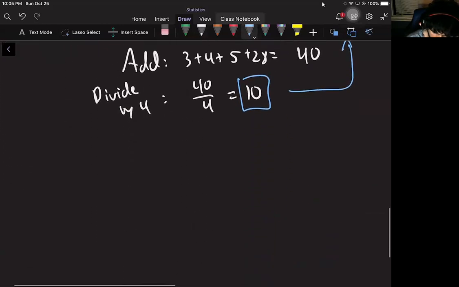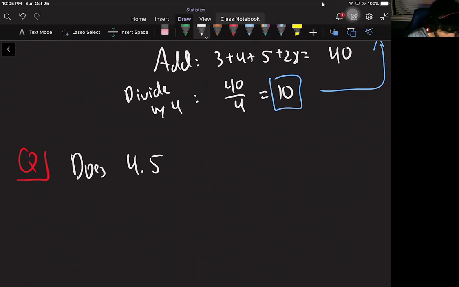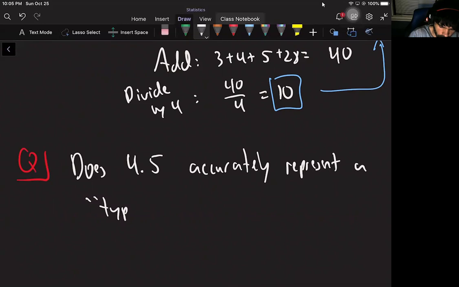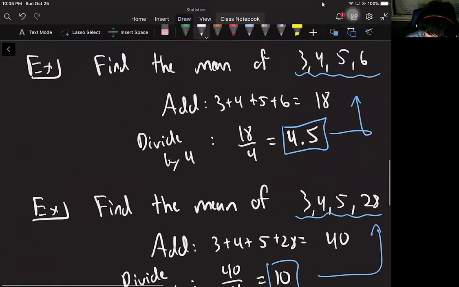So these are the types of questions that you should ask. So let me, in fact, ask them. Does 4.5 accurately represent a typical data point? Because that was the goal at the beginning, was to find a number that accurately represents a typical data point. And I would argue, yes, this does.